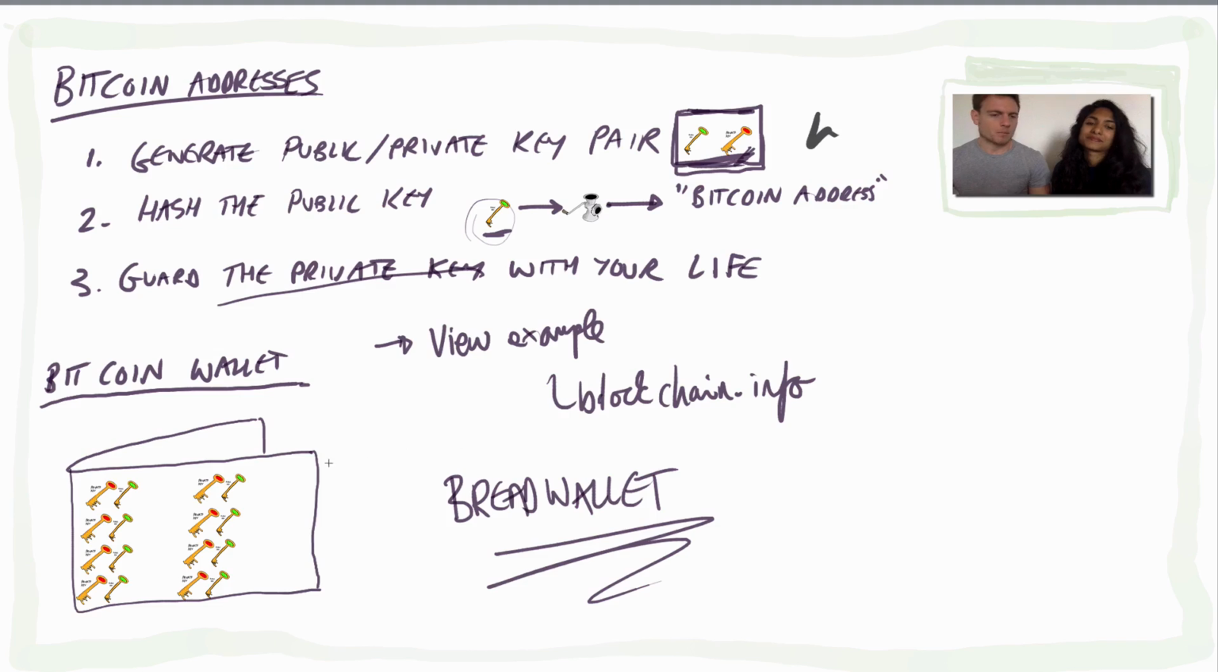Okay, but do you kind of get a vague idea that a Bitcoin address is just basically a private key and a public key? Right? Simple as that.